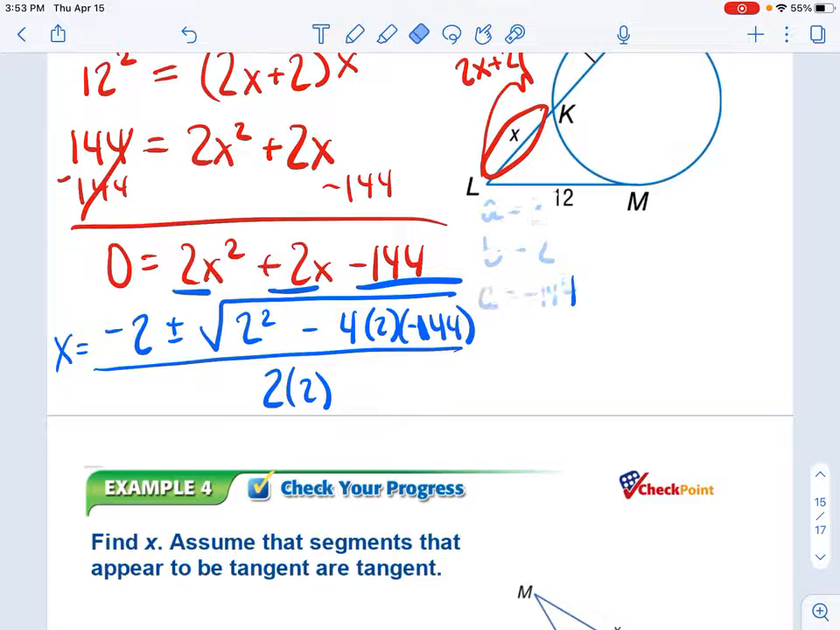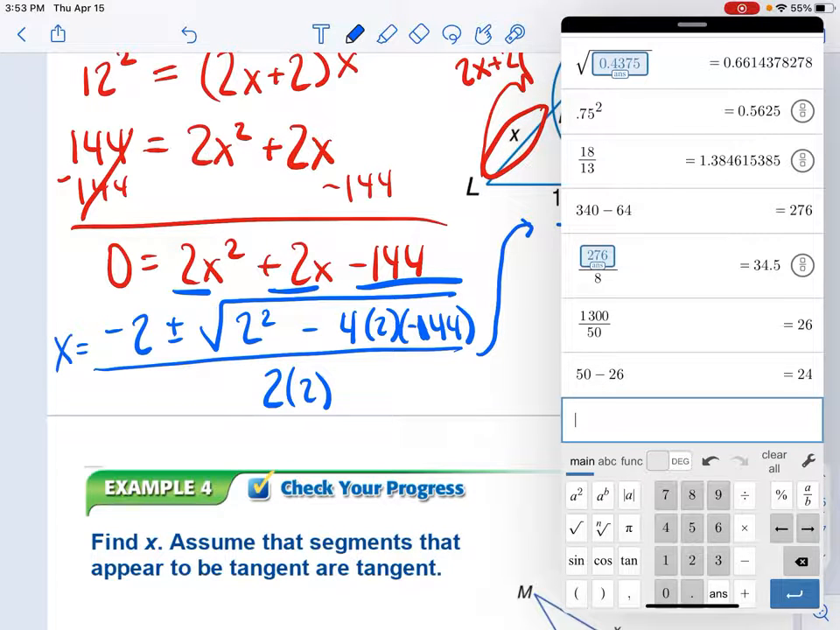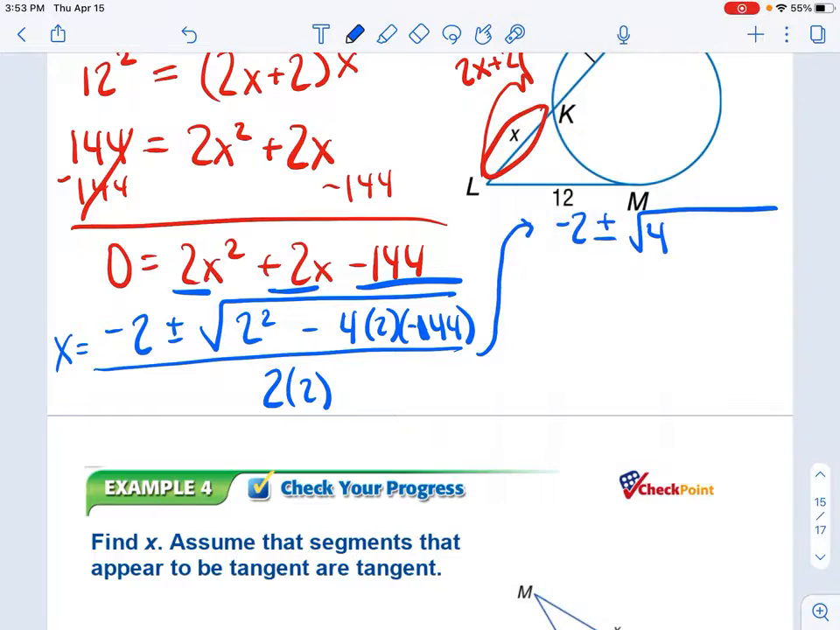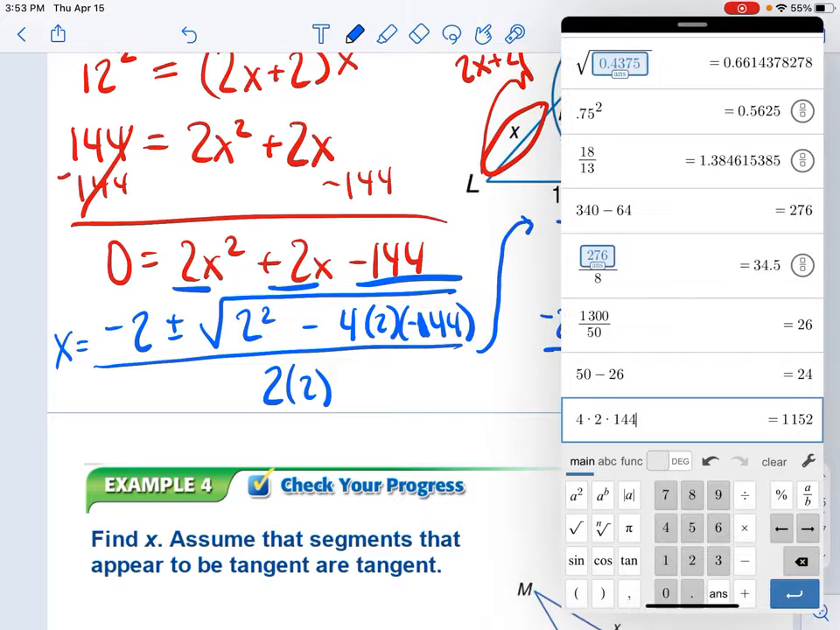I'm going to get rid of these since I used them already. So I have negative 2 plus or minus the square root of 4 times 2 times 144. I know it will end up being positive, so I'm going to go ahead and just type it in as all positives. 1,152 over 2 times 2 is 4. I need to go ahead and add. And then we're going to hope that this is a perfect square. We're going to check it out.